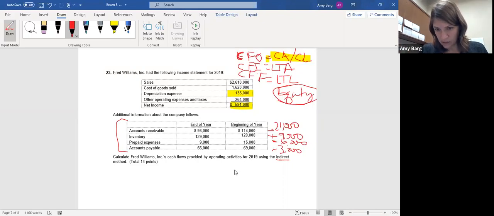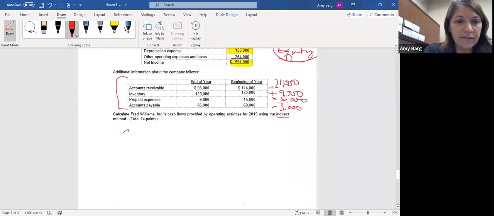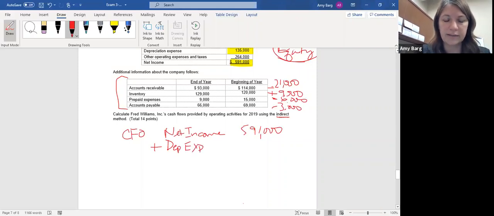So let's go ahead and do the actual problem here. We have cash flows from operating activities, so we're going to start with net income. The net income is $591,000. We're going to add back our non-cash depreciation expense, because that had originally decreased our net income and it's not cash. So we're going to add that back in: 135,000.